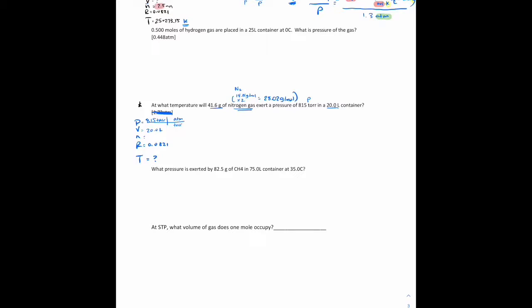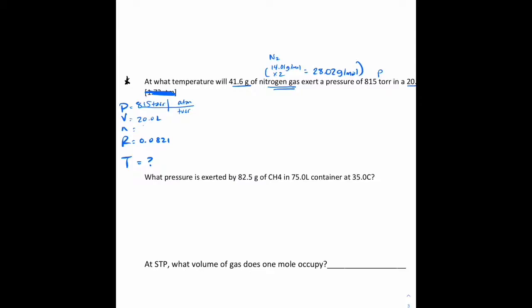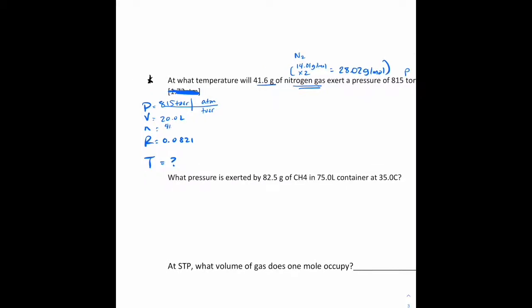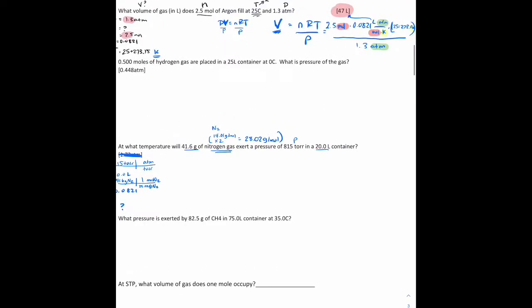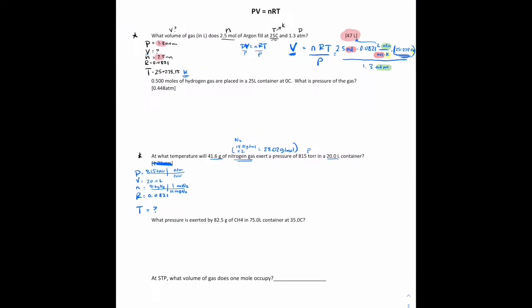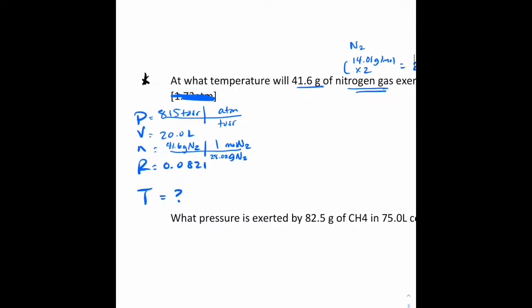Now I can get my grams to moles. I'm going to zoom in, 41.6 grams of N2, and then grams of N2 into moles of N2, 28.02 in 1 mole. And when I fill those in, just like up here where I had this, you can put it in like that. You don't have to solve these individually and then plug them into the equation. It's a little bit more work that way.